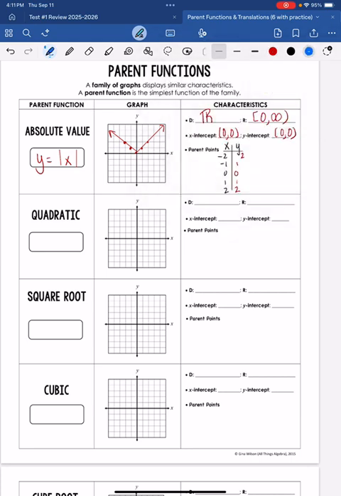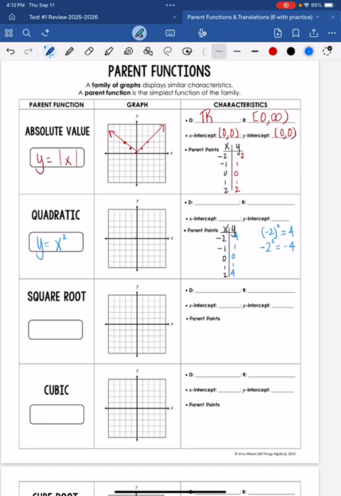Okay, quadratic, here we go. Quadratic, y equals x squared. Again, I'm going to pick the same parent points: -2, -1, 0, 1, 2. -2 squared is 4. Be careful, it's (-2) quantity squared that is 4. -2 squared without the parentheses is -4, so there's a difference. -1 squared is 1, 0 squared is 0, 1 squared is 1, 2 squared is 4.